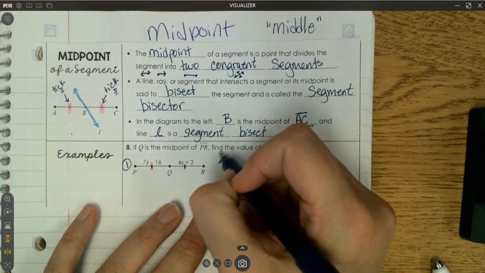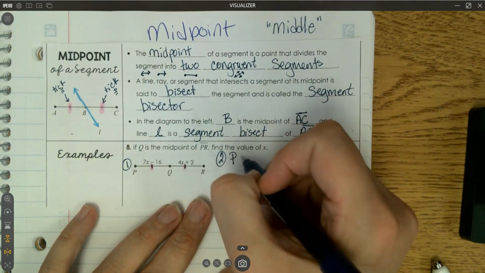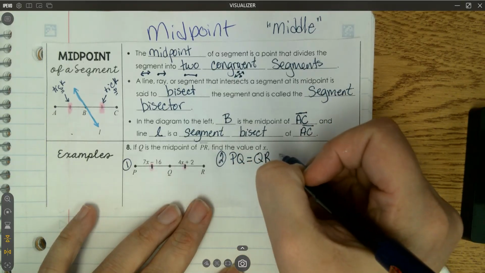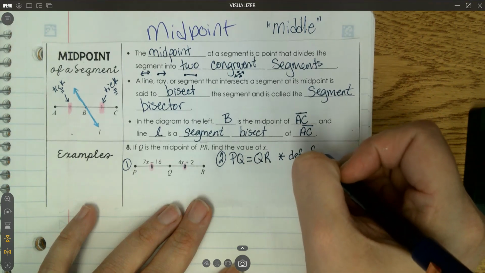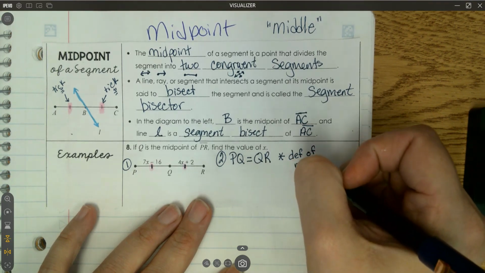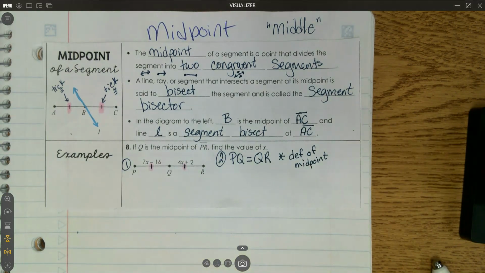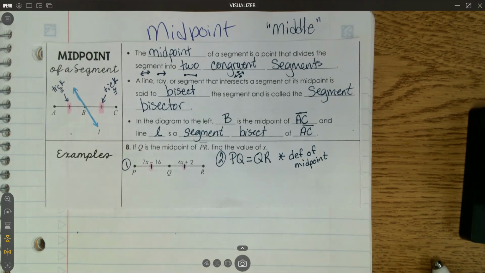So my second step would be my geometric statement of saying that I know segment PQ is equal to segment QR, and my reasoning is definition of midpoint. I know it's a lot of extra work. Some of you are going to be really angry at me when I'm looking at your work and expecting all of this and the little reasoning off to the side. But if you trust the process, it's going to make proofs and things like that later on, okay?